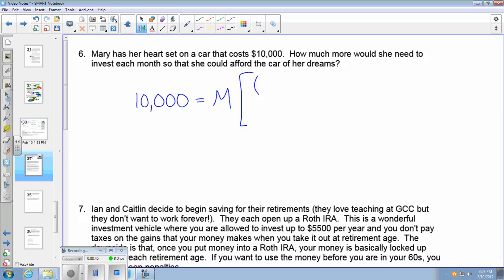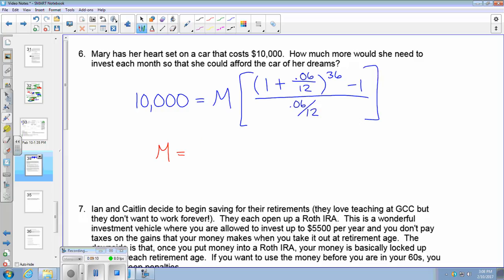So up on the top, she's doing the 6% interest she had before. She's doing that monthly for 3 years. And then in the bottom, we're going to have 0.06, again, split up into 12 pieces. So our goal here, again, is to get M by itself. So we're going to divide both sides by this expression on the right. To get M in one step, we need to take 10,000 and divide it by this expression. And again, your goal is to be able to do this in one step. So I'll put a couple more parentheses in there to help you get started.